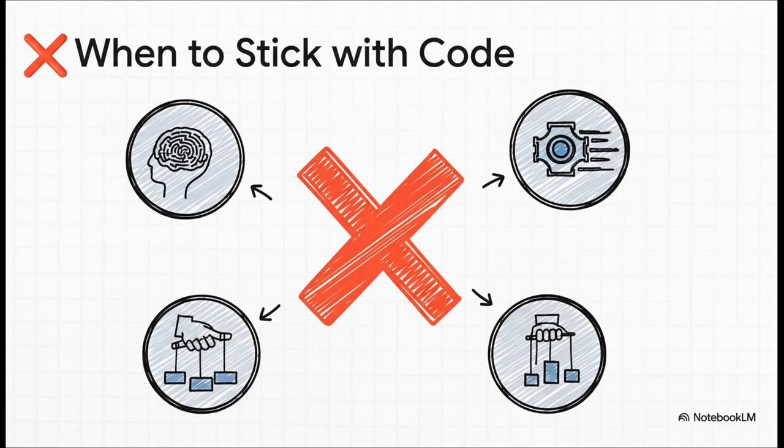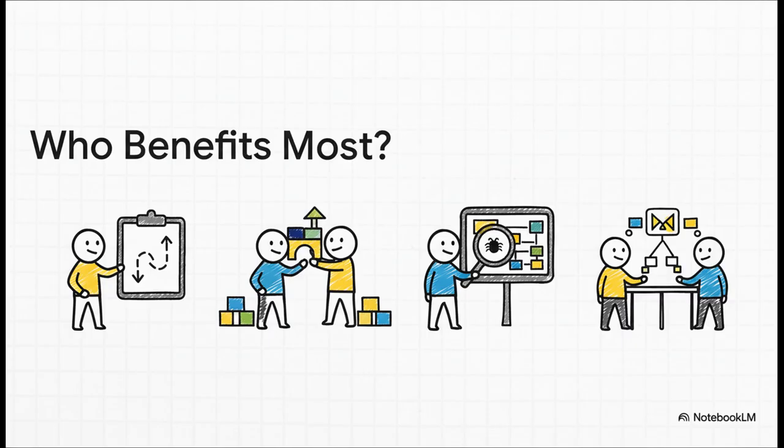Think of it this way. Flowise gets you 90% of the way there, fast. Code gives you that last 10% of total control and flexibility. So who's the real winner here? Well, a whole bunch of people.